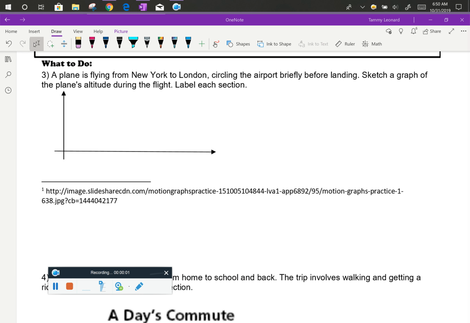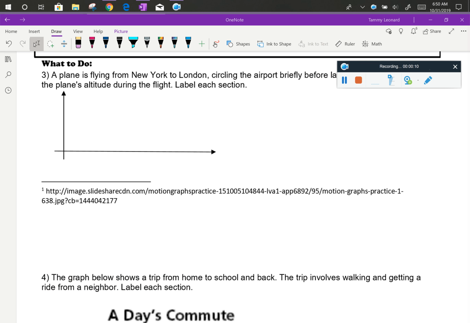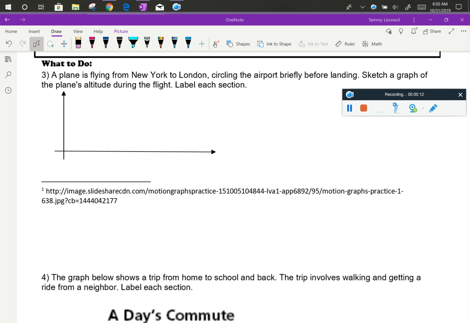A plane is flying from New York to London, circling the airport briefly before landing. Sketch a graph of the plane's altitude during the flight and label each section. All right, so if we're flying from New York to London, then circling the airport briefly before landing, we need to think about the altitude at each time.